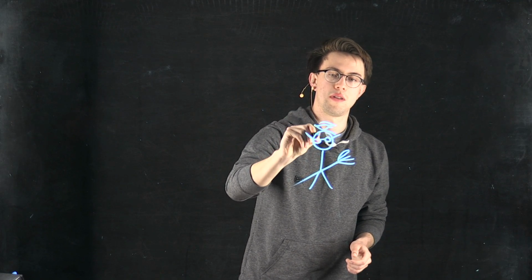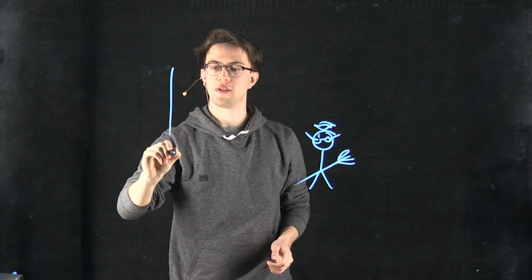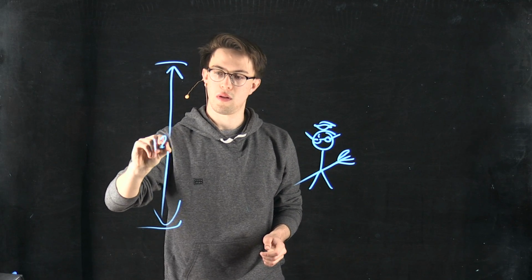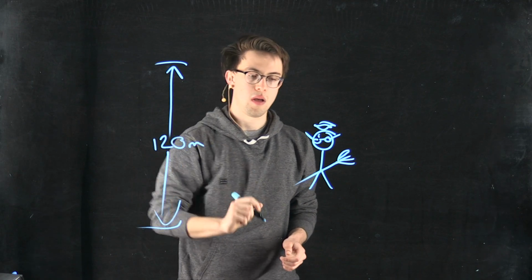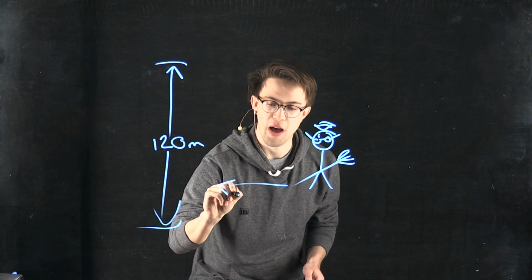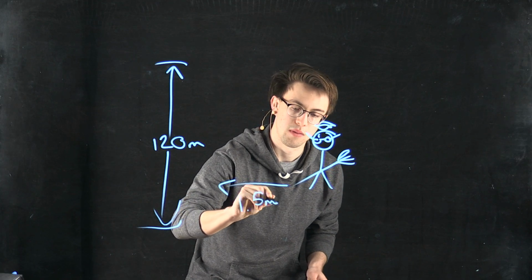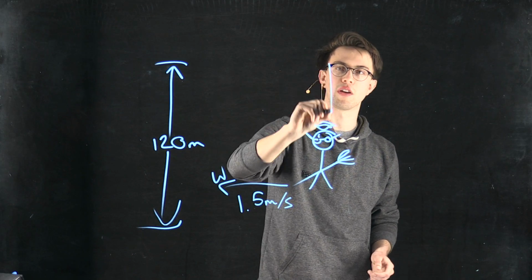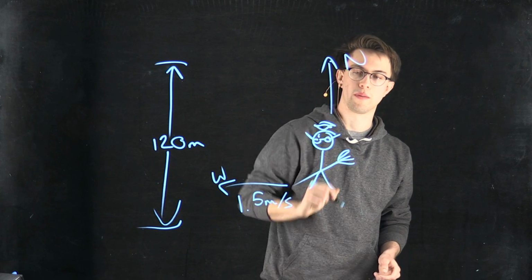In today's lesson, we have Harry Potter here traveling on his broomstick across a Quidditch field that is 120 meters long. There is a wind traveling westward at 1.5 meters per second. That's going against him, and he wants to go northward.